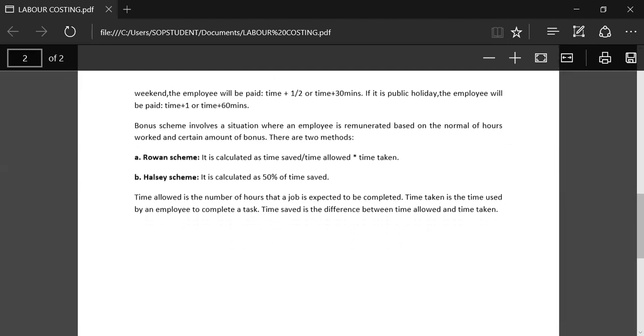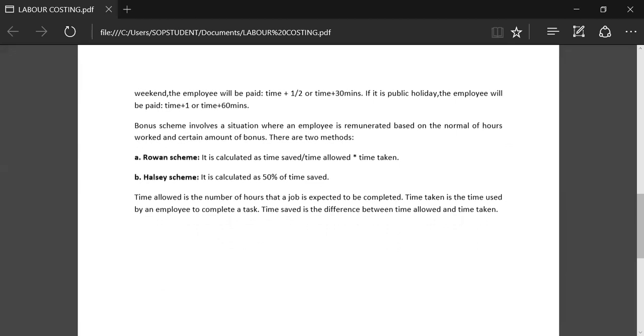Now, the bonus scheme involves a situation where the employee, which is labor, is remunerated based on the number of hours worked and a certain amount of bonus. There are two methods. The Rowan scheme is one of the methods used to calculate the bonus scheme. It's calculated as the time saved over time allowed multiplied by time taken.